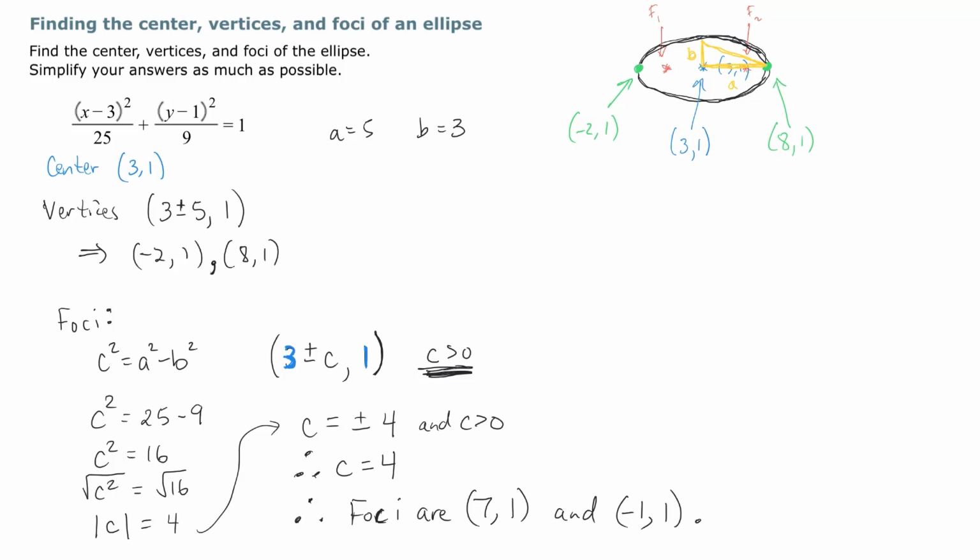There you go. I'm going to circle all our final answers. The center, that's what it asked for. We also need the vertices, and these are the vertices of the major axis. If it doesn't specify the axis, it's implied that you're finding the vertices of the major axis.